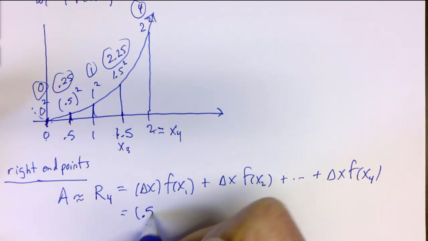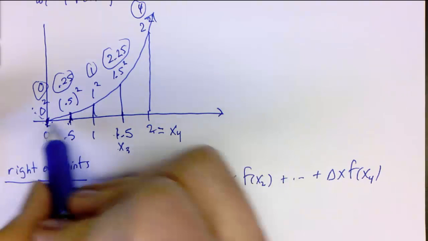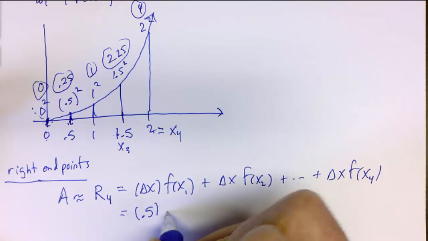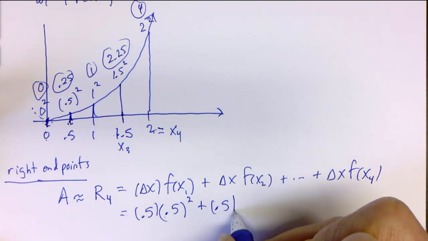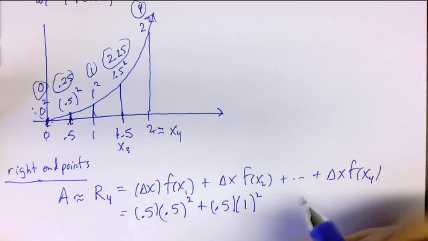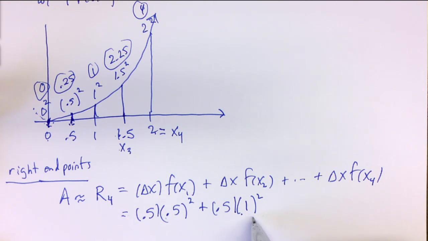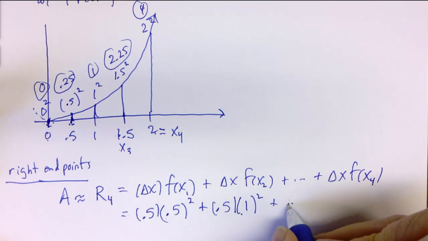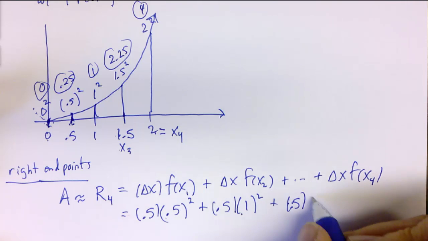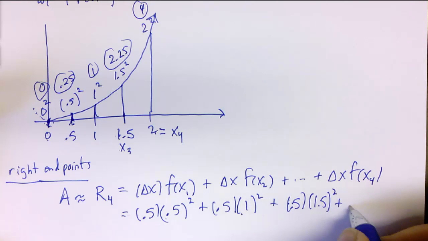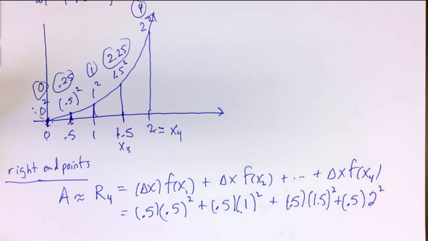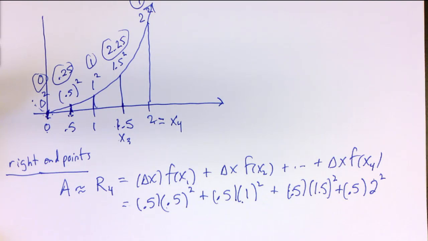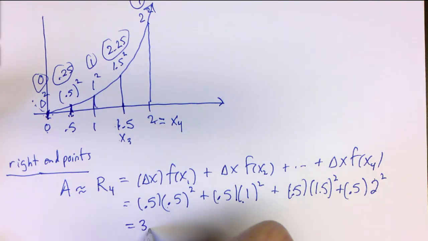So this is 0.5 times the function at the right endpoint for the first interval, so 0.5 squared, plus the width times 1 squared. So we're evaluating the function at the right endpoint of the second interval, plus 0.5 times 1.5 squared plus 0.5 times 2 squared. It's not hard to figure out that this sum adds up to 3.75.